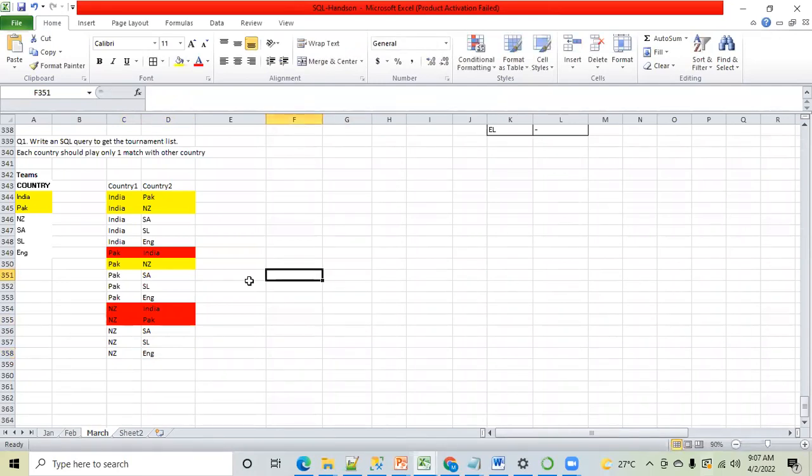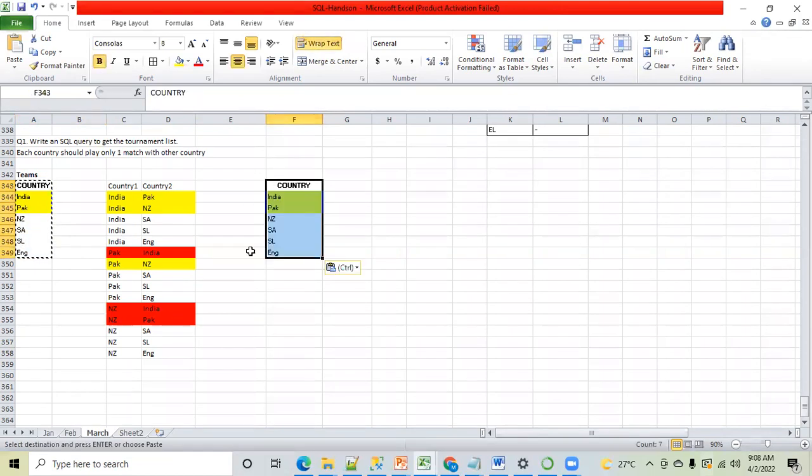Whenever you have to write a query, first of all start with the manual thing. Forget about SQL. Think about how you would do it manually. This is the manual task we have to complete first. You're done with New Zealand, then you start with South Africa, which will play with certain teams, then Sri Lanka, then England. Is the question clear? Anyone who wants me to repeat this? No? Okay, fine.